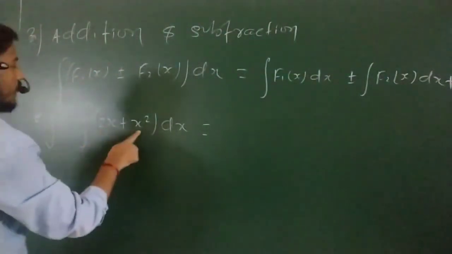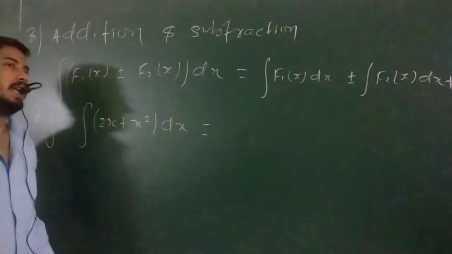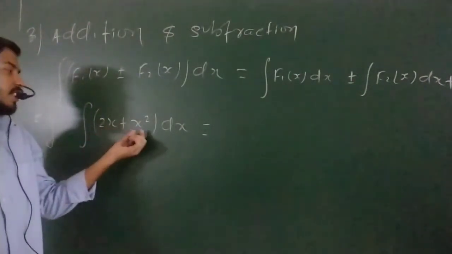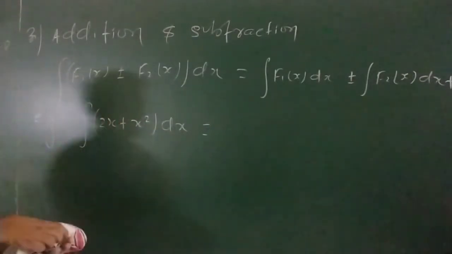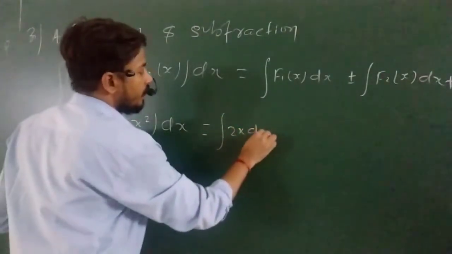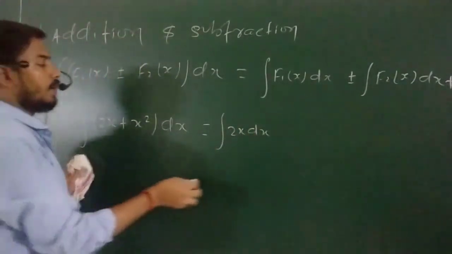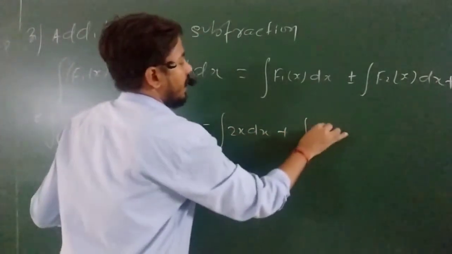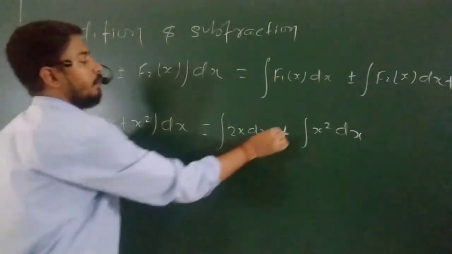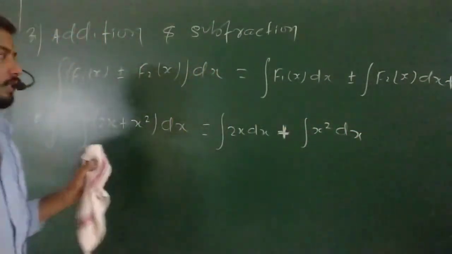See here, we have this formula, and after that we got one question. This question is: integration of 2x plus x squared dx. So you can see here more than one function. This is one function, this is another function. So first of all, separate this one and write it like that: 2x dx, in between them plus, so plus here, x squared dx. If there is minus, I will put minus, but here it is plus only, so I will put plus.